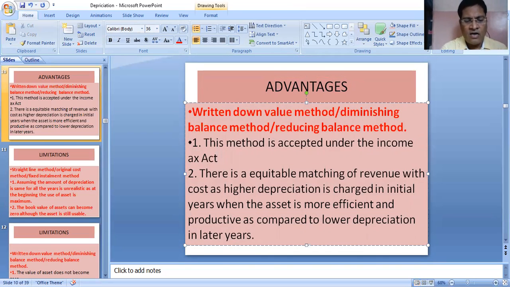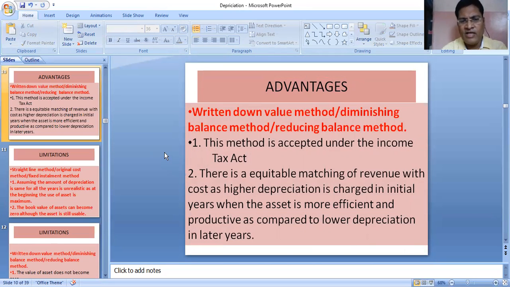But under the straight line method, it is not so. Under the straight line method, every year we are charging depreciation of 1,000. Again next year, on the original value of 10,000, 1,000, like that.